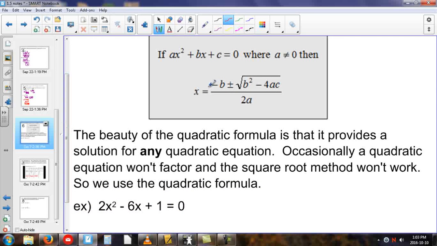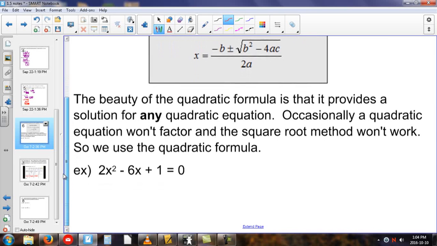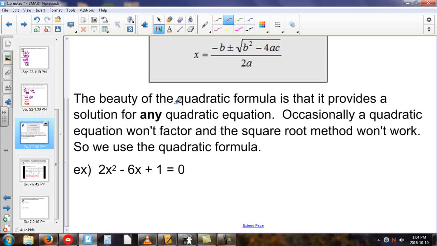The quadratic formula, of course, is negative b plus or minus the square root of b squared minus 4ac, all over 2a. And that formula is going to be so important to us because it's going to be fundamental to how we solve these equations. Anything, even the factored ones, can be solved using the quadratic formula. Okay, and so this is the catch-all.